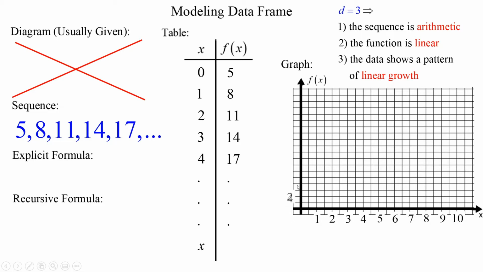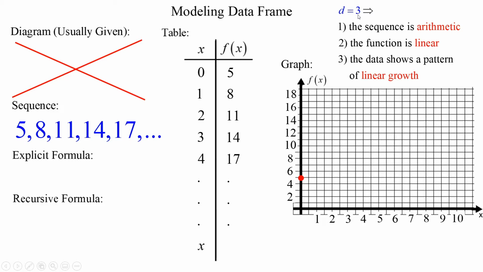3, 4, 5, 6, 7, 8, 9, 10, 11, 12, 13, 14, 15, 16, 17, 18, that's fine because I have a 17 right there. Okay, so now let's plot our points. When x is 0, f of 0 is 5, so 0 and up to 5 right there. And now we could probably do slope pretty easily right here.